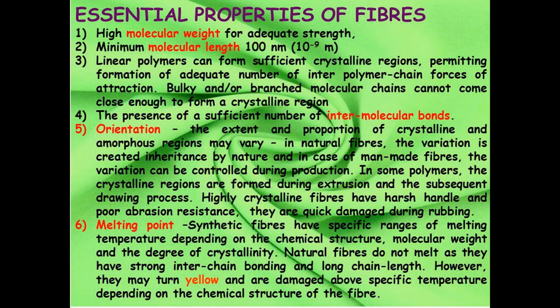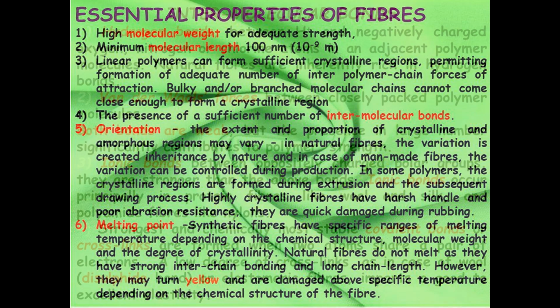Then melting point. Synthetic fibers have a specific range of melting points depending on the chemical structure, molecular weight and the degree of crystallinity. Natural fibers do not melt as they have strong interchain bonding and long chains. However, they may turn yellow and are damaged above a specific temperature depending on the chemical structure of the fiber.